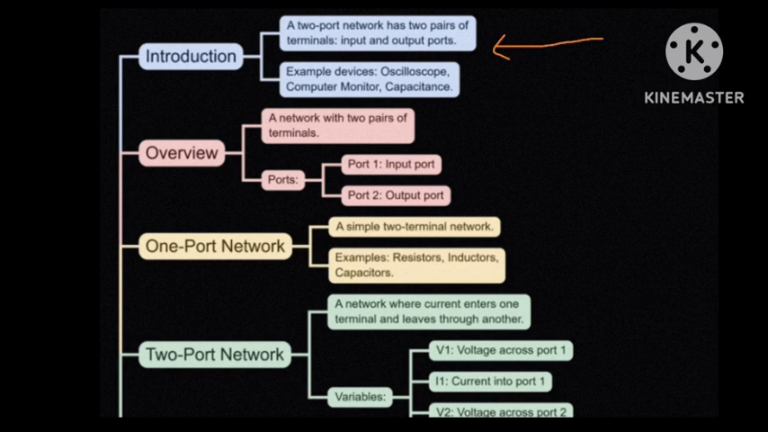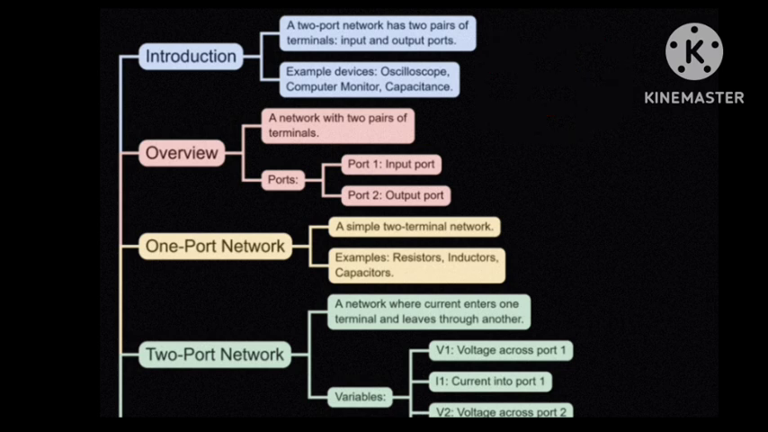The introduction shows that a two-port network has two pairs of terminals, input and output. It means it has two terminals: one is the input port and the second one is the output port. For example, an oscilloscope, monitor, and capacitance are known as two-port networks.